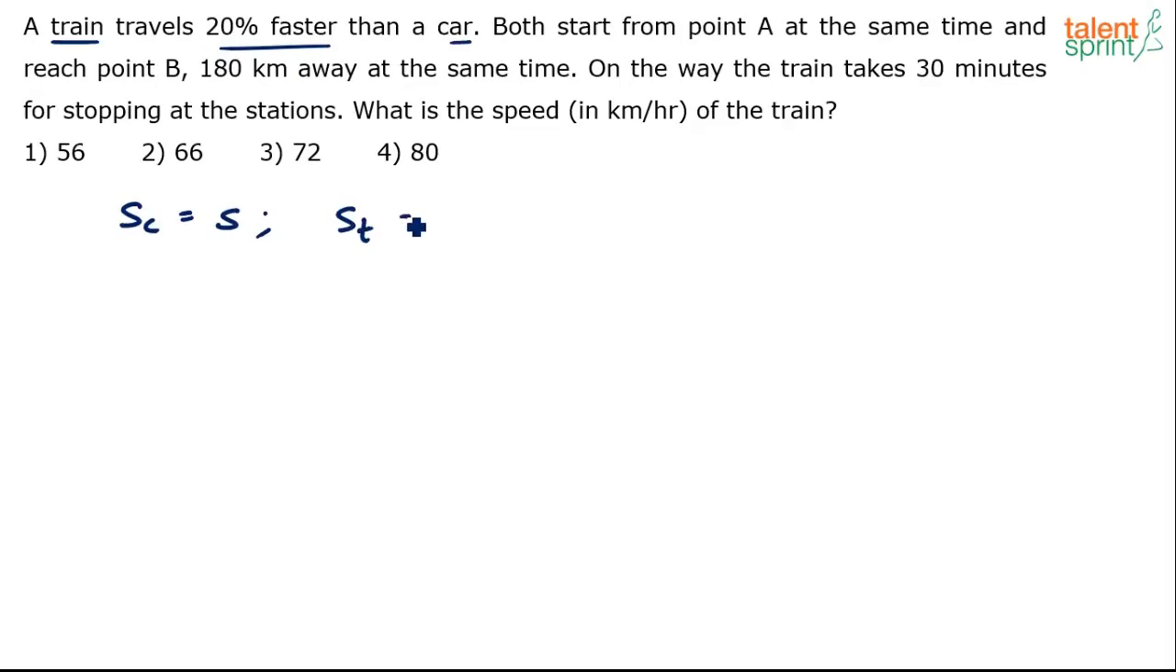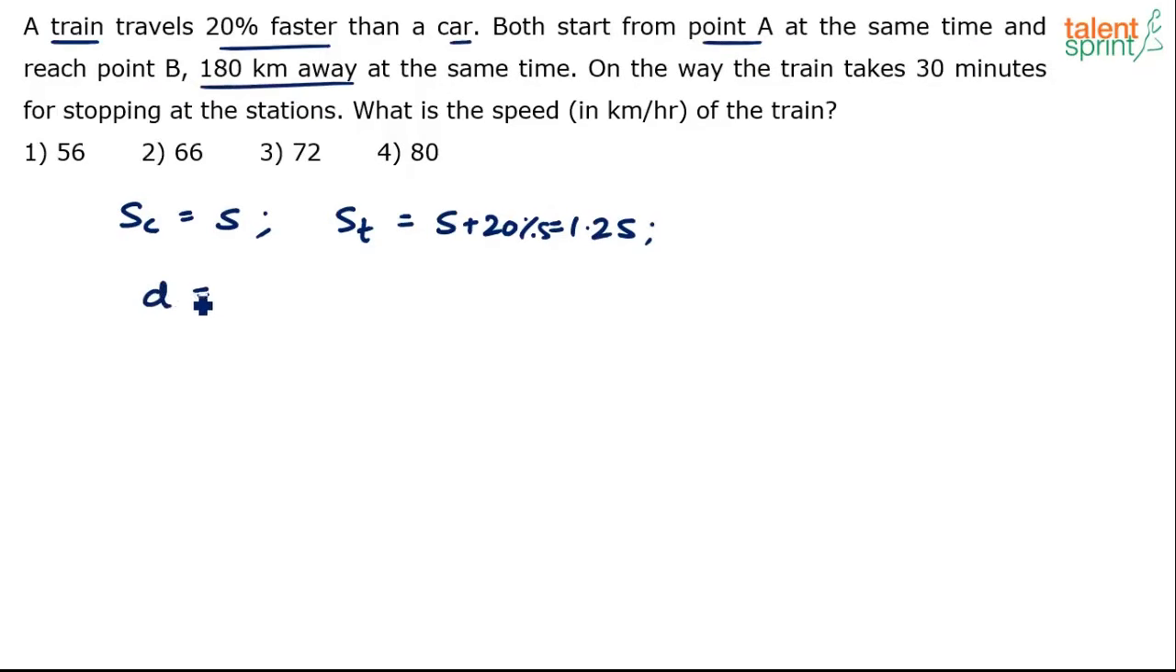What will be the speed of the train? It will be S plus 20% of S. It travels 20% faster, right? S plus 20%, which means 1.2 S. See, 20% of S is 0.2 S, right? S plus 0.2 S is 1.2 S. So if the speed of the car is S, the speed of the train is going to be 1.2 S. Now both of them start from point A at the same time and reach point B, which is 180 kilometers away.